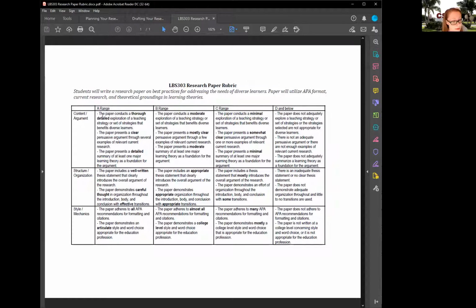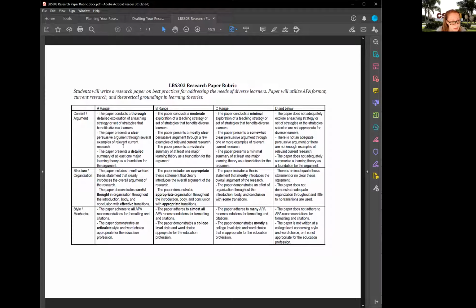So our content and organization, it says the paper conducts a thorough, detailed exploration of a teaching strategy or set of strategies that benefit diverse learners. We know that because we've picked topics that are relevant to diverse student populations. The paper represents a clear, persuasive argument through several examples of relevant current research. You know, you have to have at least 5 research articles and 10 sources overall, ideally. And it could be more research articles. It could be other things, maybe books, maybe websites, videos, things like that might work.